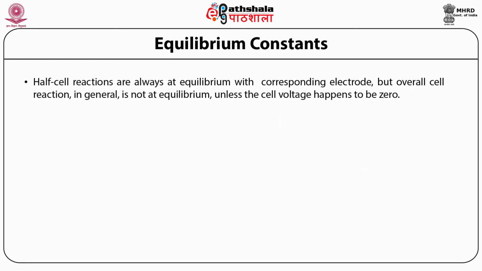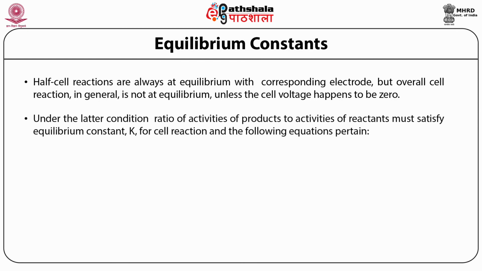The half reactions are always at equilibrium with the corresponding electrode, but the overall cell reaction in general is not at equilibrium unless the cell voltage happens to be zero. Under the latter condition, the ratio of activities of products to activities of reactants must satisfy the equilibrium constant K for the cell reaction, and the following equation applies. E cell is equal to E0 cell minus 0.059 upon n log of products upon reactants.